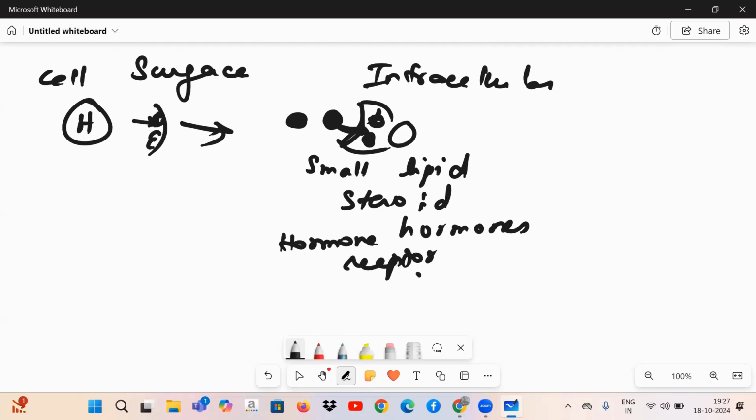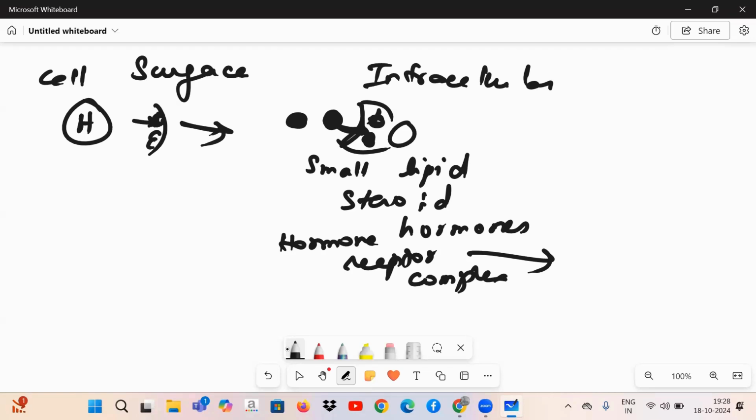Hormone receptor complex. This complex can directly move into the nucleus and cause whatever reaction it needs to happen. Is that a temporary complex, right? Yeah, it should be a temporary complex because it catalyzes a series of reactions and it has to get separated.